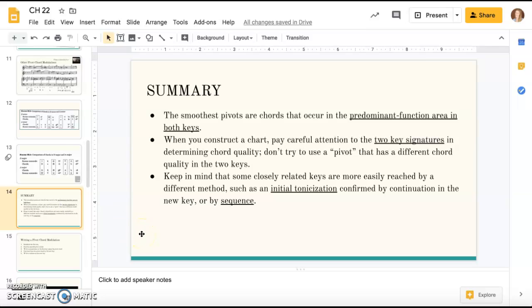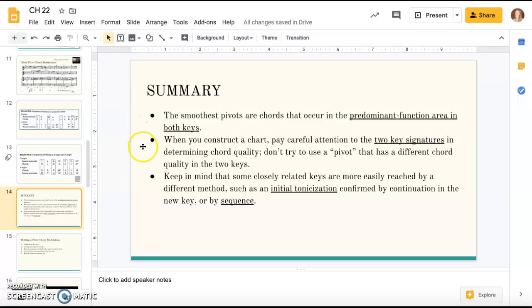For a brief summary, the smoothest pivots are chords that occur in the predominant function area in both keys. That means if you have a common chord between the 2 keys and you can make it have a predominant function in that new key, it sets you up for being able to continue to write in that new key. It sets up that phrase structure so it can be more effective, that key change is more effective and that modulation is more effective so that you can really feel that new tonic area land.